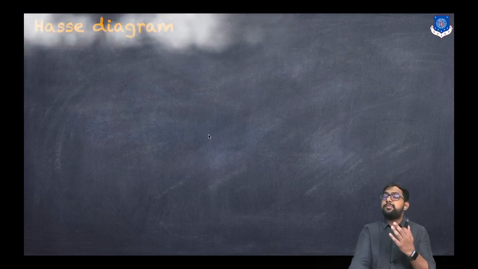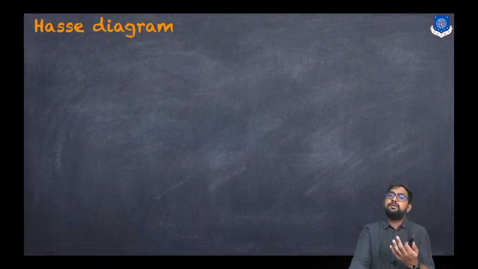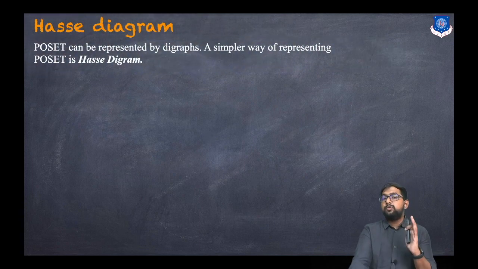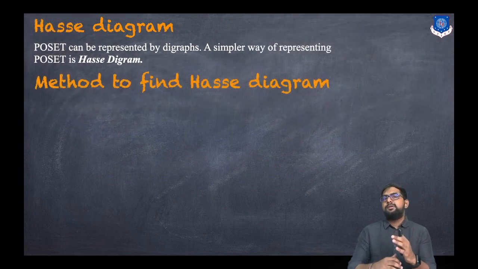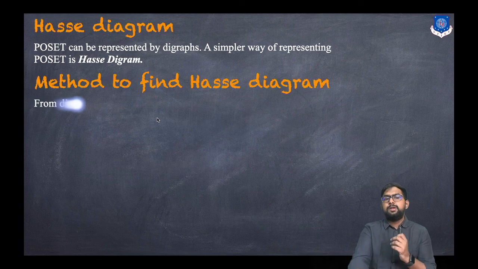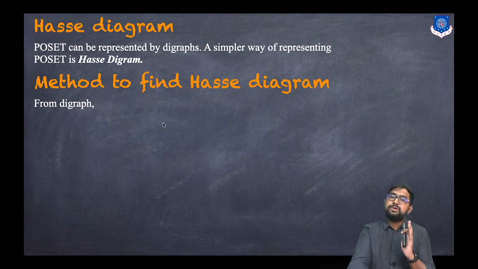Now to represent a poset, we need a Hasse diagram. A poset can be represented by digraphs, but a simpler way of representing a poset is called a Hasse diagram. Now let us discuss the method to find a Hasse diagram. There are a few steps to find a Hasse diagram. First, we need to construct a digraph.